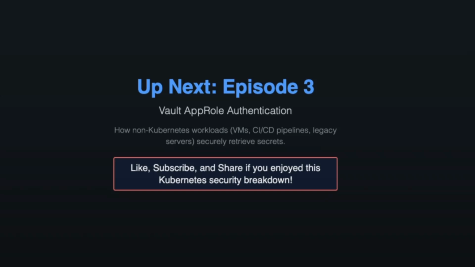So that wraps up Kubernetes authentication. In episode 3, we will explore Vault AppRole authentication, the standard way to secure applications running outside Kubernetes, such as virtual machines, CI/CD pipelines, and legacy servers.